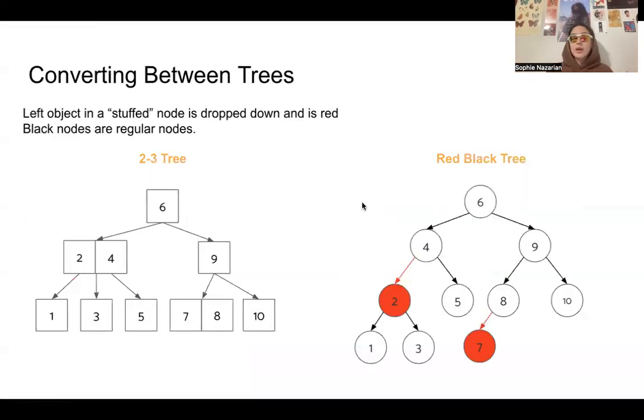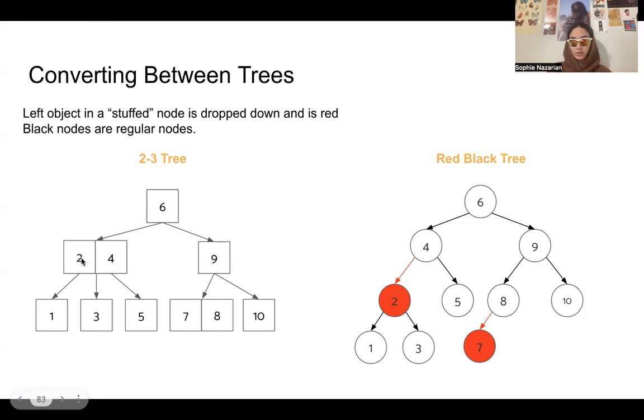So remember how we talked about that red-black trees have the same properties as a 2-3 tree? Well, technically, you could represent the same type of structure between 2-3 trees and red-black trees. So you could convert one to the other, and they both will mean and represent the same thing. So how do you actually do that? Well, if we're starting with a 2-3 tree, all you have to do is look at the stuffed nodes. A stuffed node is a node with more than one object. So in this case, since it's a 2-3 tree, a stuffed node is going to be a node with two objects in them.